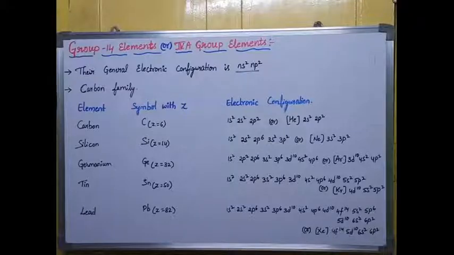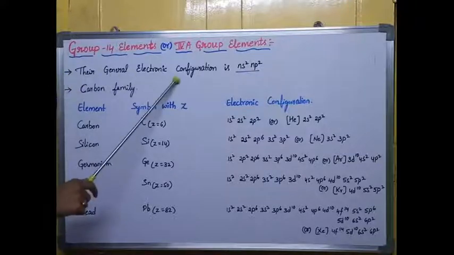Students, let's discuss a new topic today, that is group 14 elements, which is also called 4th A group elements, or we can call this the carbon family. As the starting element of this group is carbon, we call this the carbon family. So let's see the electronic configuration today.